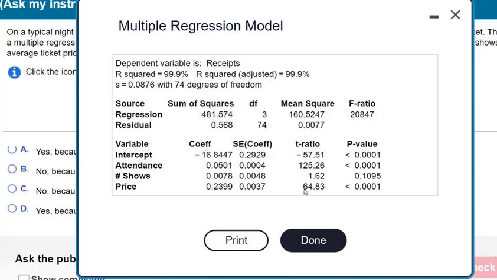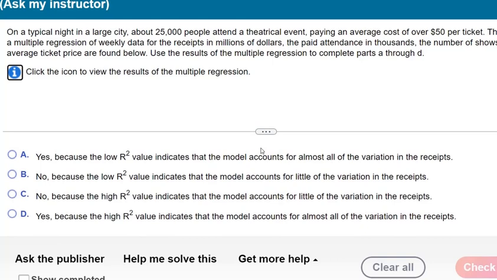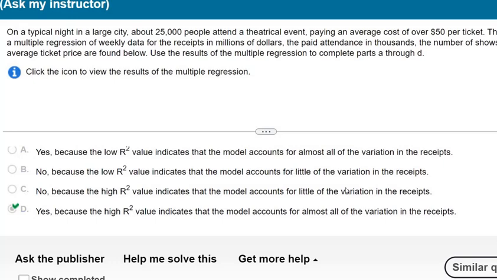Now, a model can do a really good job of fitting a data set, but then perform poorly predicting outside the data set. So that's one thing to keep in mind. But since we don't have the original data set, we can't check to see whether it's predicting outside our interval of values. Okay, r squared is not low. It's really close to 1, which is as high as r squared can be. So yes, the high r squared value indicates that the model accounts for much of the variation, because r squared is telling you how much of the variation in the y variable is accounted for in the regression model.